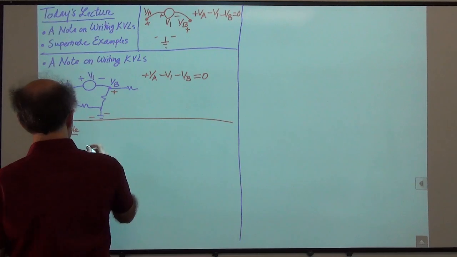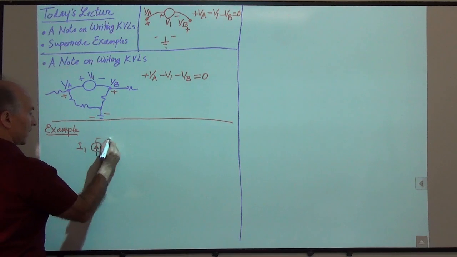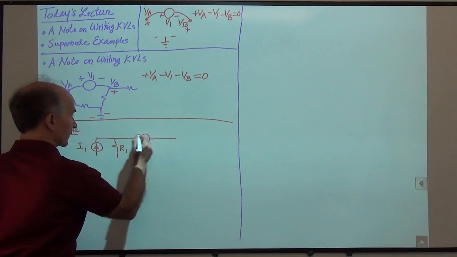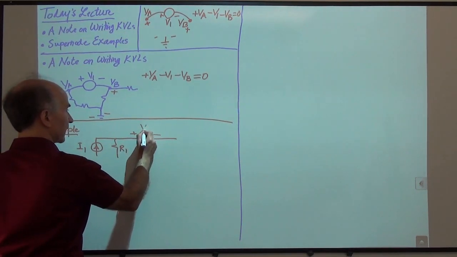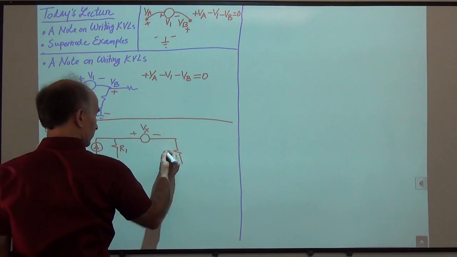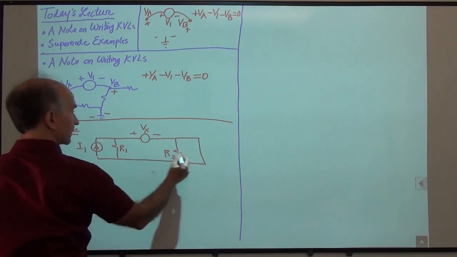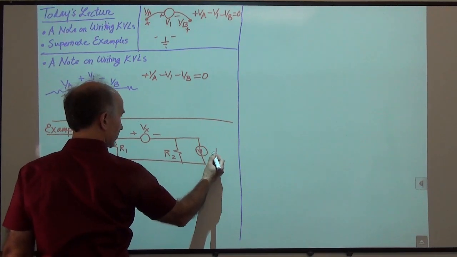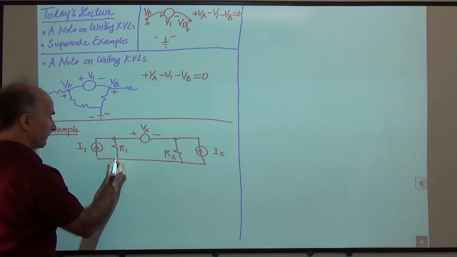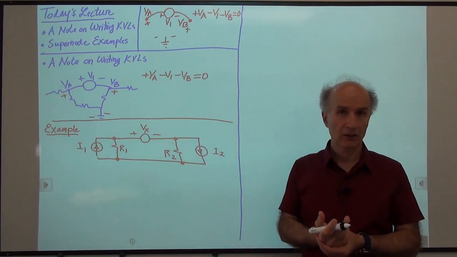Okay, so the example consists of a current source, I1, a resistor, R1, a voltage source, Vx, another resistor here called R2, and a current source here called I2. Okay, very simple. And we would like to solve the circuit, meaning we would like to find all of the voltages and currents in the circuit.